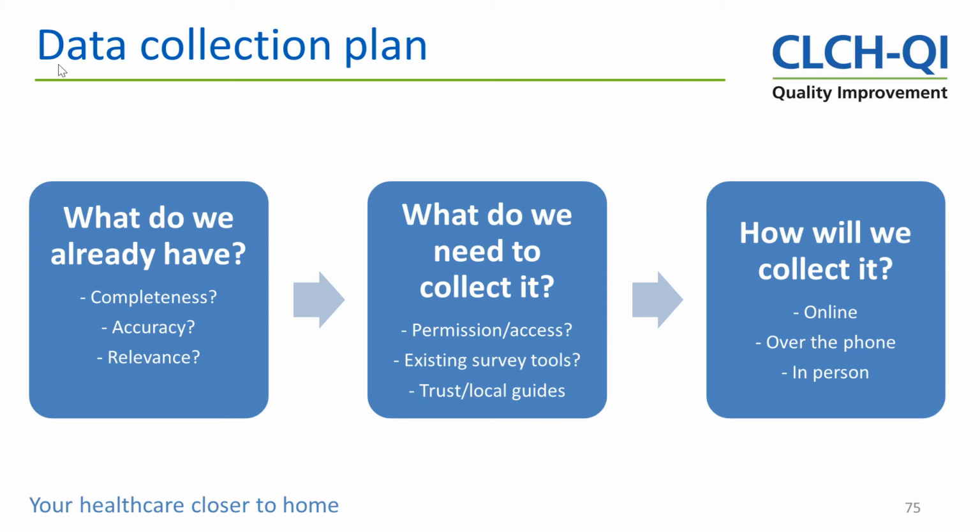And how will we collect it? Is it online, over the phone, or in person? With these three different examples affecting the way in which we can collect information. For example, surveys online may yield a lower success rate, whereas calling may have a difference in terms of who responds.